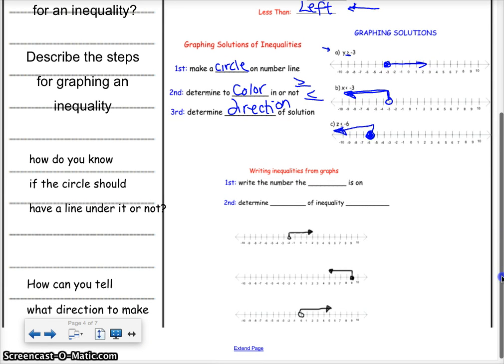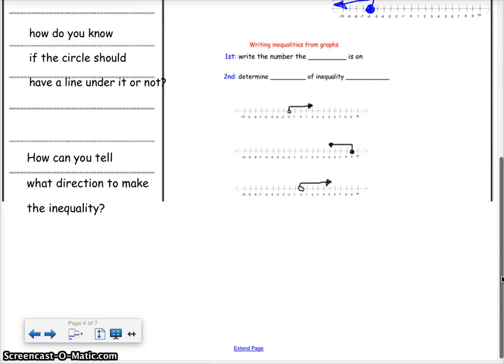Learning target number 2 is writing an inequality given a graph. So what you want to do is write the number the circle's on, and then you need to determine if it's greater than or less than. So you're going to determine the direction of the inequality symbol.